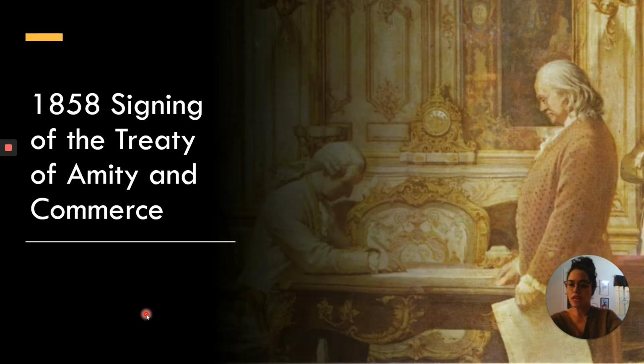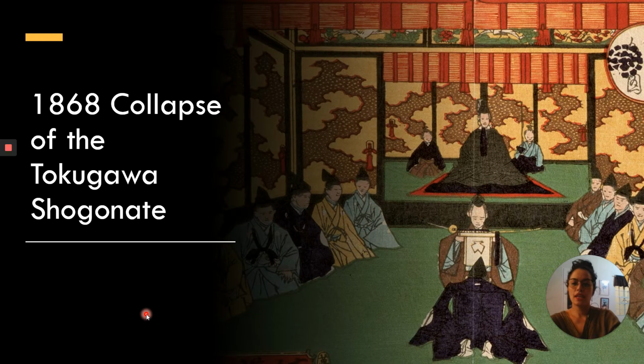In 1858, there was the signing of the Treaty of Amity and Commerce. In 1868, the collapse of the Tokugawa shogunate. So the Tokugawa shogunate will be, was the last.